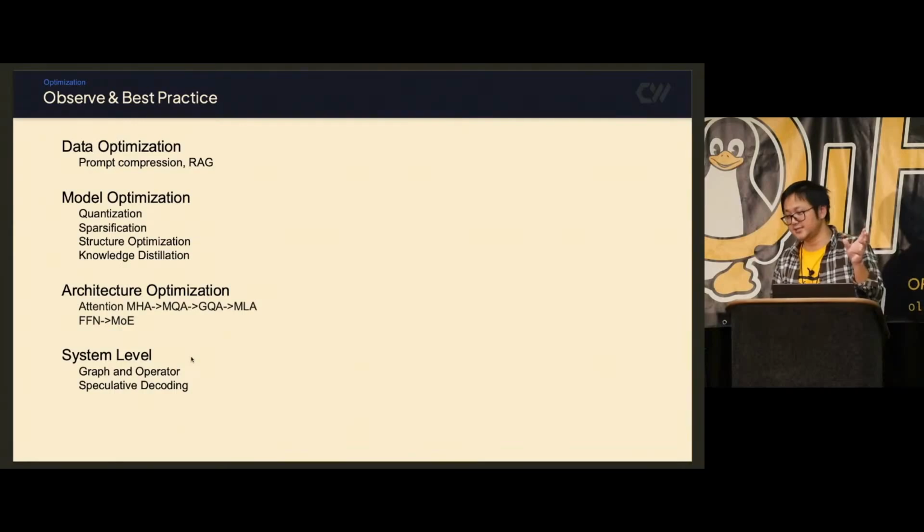We try to compress the model. We even use some sparsification, some mathematical methods, to make the model smaller. We also do knowledge distillation and dropout. Also from the architecture side, on the model side, we tried different attention methods. All the way, like I said, we're trying to put everything on the fast memory side to make the data movement and computation faster.